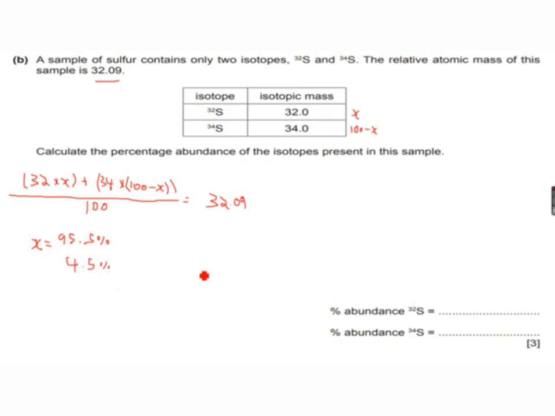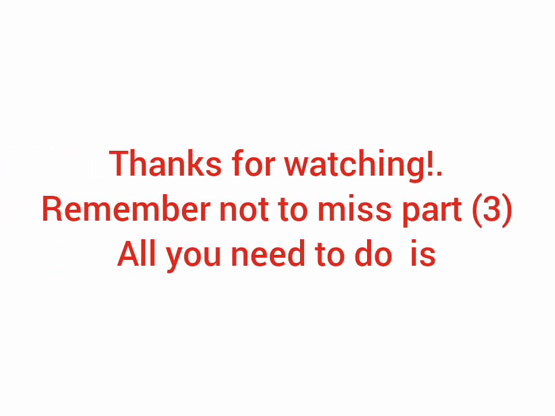So the percentage abundance of sulfur 32, which was x, is 95.5%. And the percentage abundance of sulfur 34, which was 100 minus x%, will be 4.5%. So we have got the 2 percentage abundances. These two add up to 100.